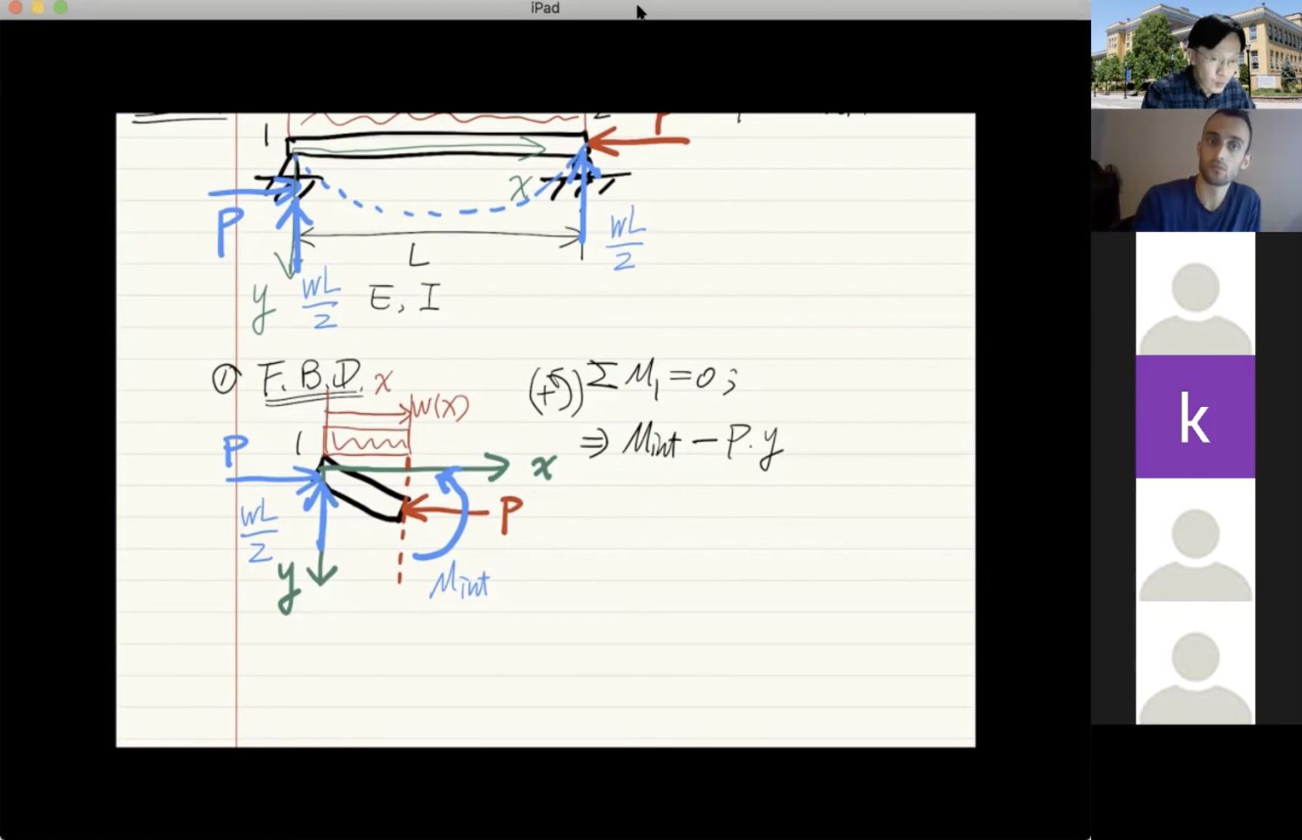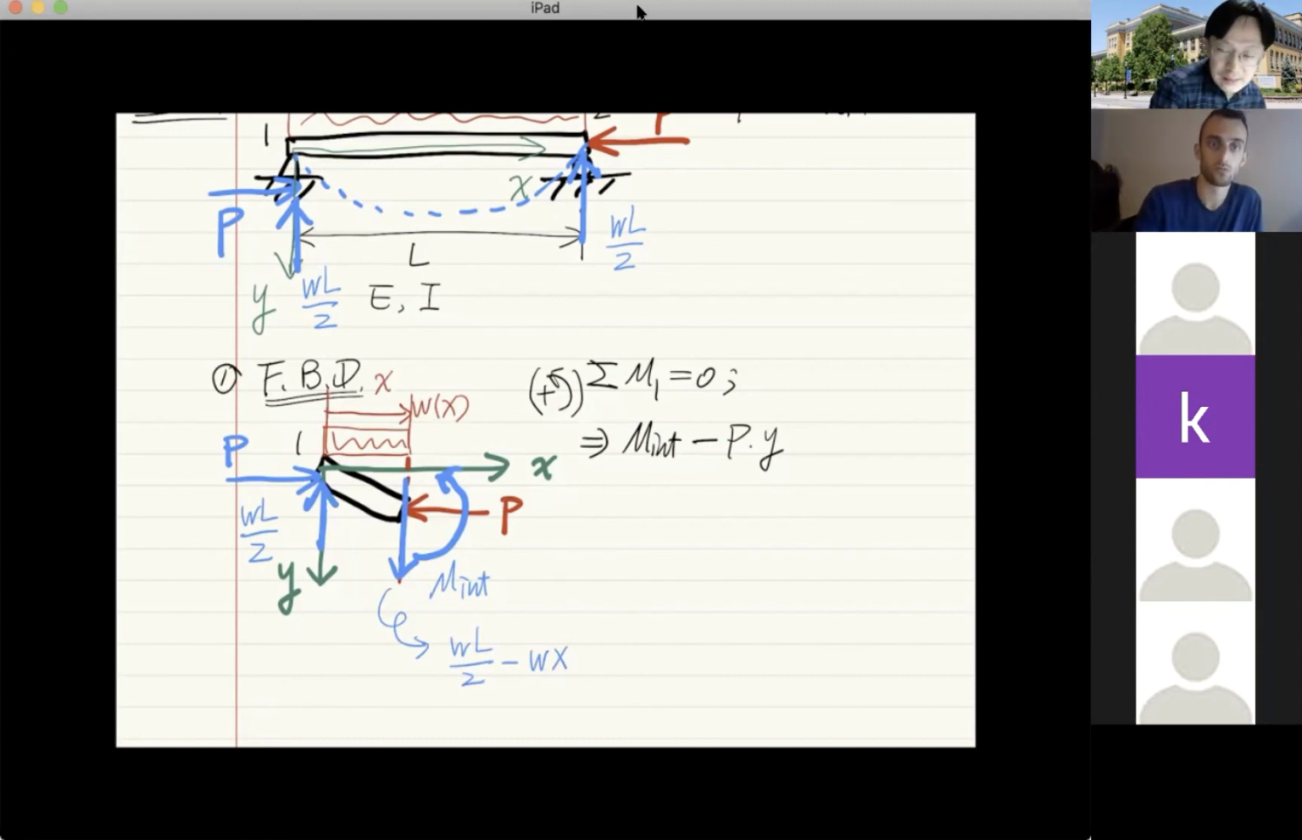So that means from support 1, you have WL over 2. And it's going to lose the portion of W times x. So to achieve the vertical force equilibrium, should the remaining part be upward or downward? Downward, right? Because positive shear is downward here. That means there must be a downward shear here, and the value is WL over 2 minus Wx. Would you agree?